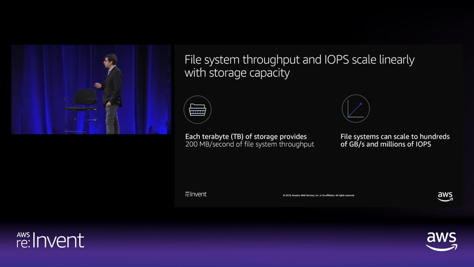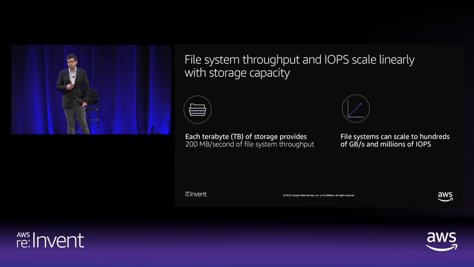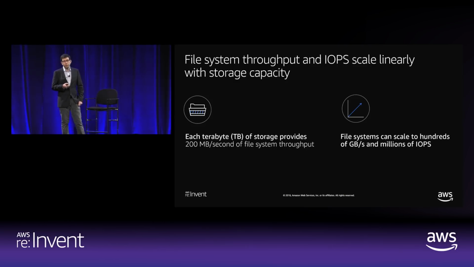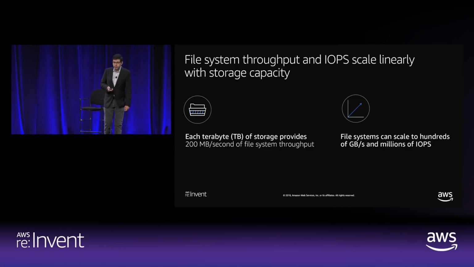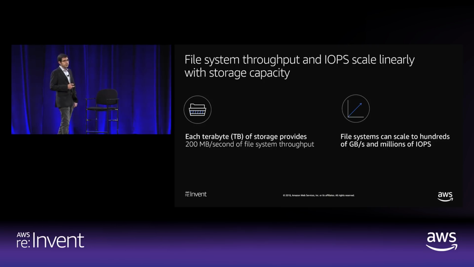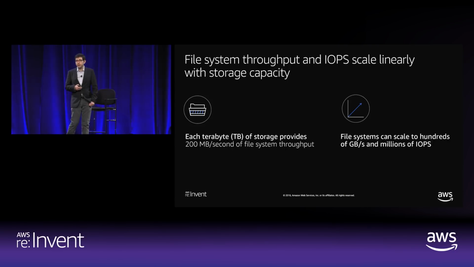And with FSx for Lustre, we've designed it so the file system throughput and IOPS scale linearly with storage capacity. And that's generally because with the more data you have, the more you need aggregate access to that data. And so specifically, each terabyte of storage provides 200 megabytes per second of throughput. And that's 100% of the time you can get that throughput. You may even see higher levels depending on your I/O pattern. And then, as I mentioned, file systems can scale to hundreds of gigabytes per second and millions of IOPS.